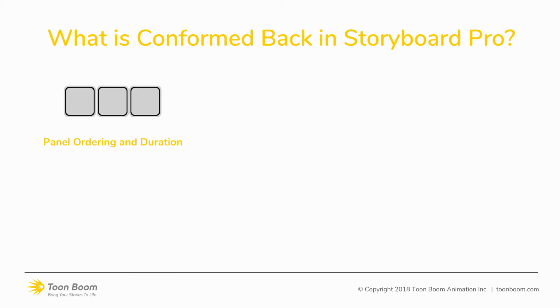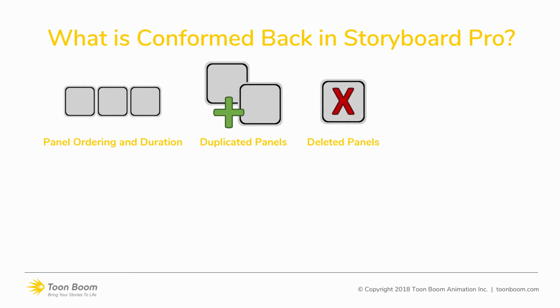If you change your timing or change the order of your scenes or panels, that will be conformed back in Storyboard Pro. If you duplicated panels, the original panel will also be duplicated in the Storyboard Pro project. If you deleted panels or scenes, these will also be removed when you conform back in Storyboard Pro. And if you added new clips as panels, the source image from the animatic will also be imported as a new panel, with the image imported inside it in Storyboard Pro.